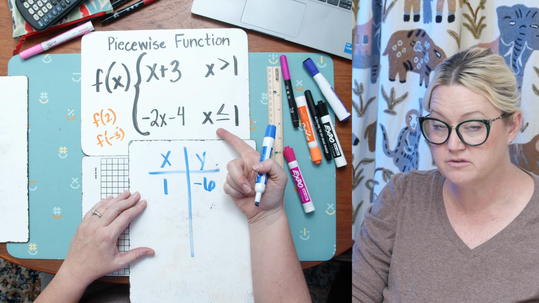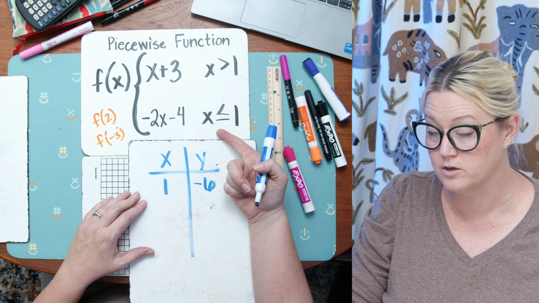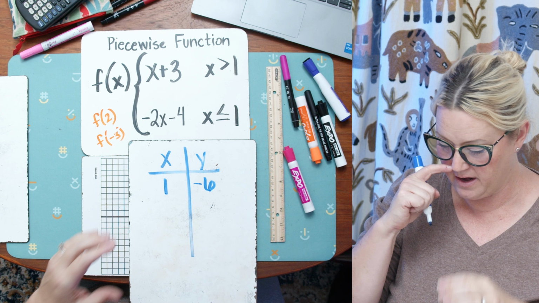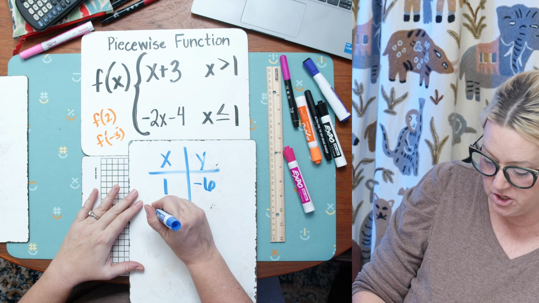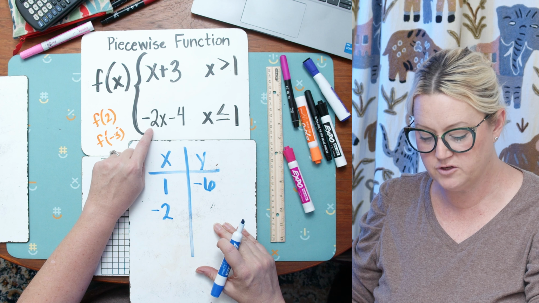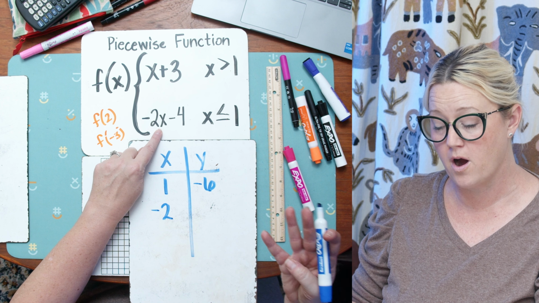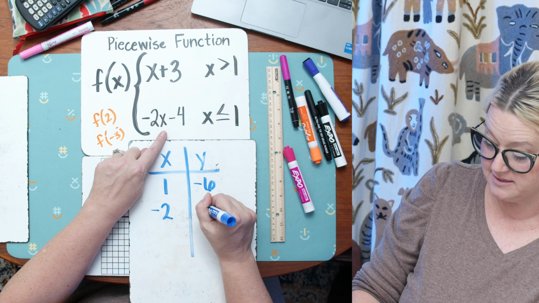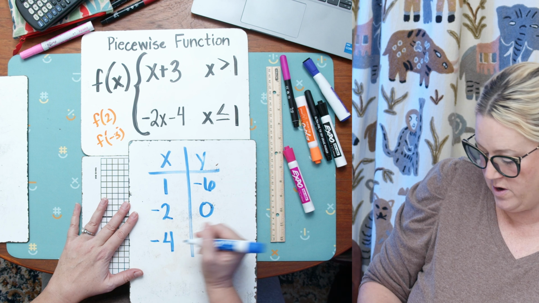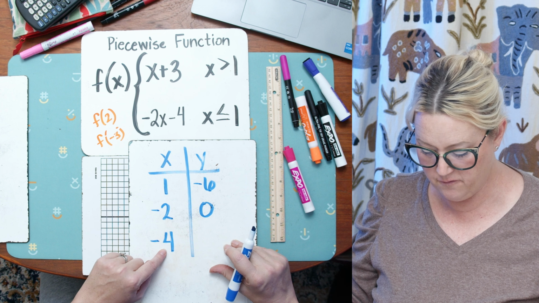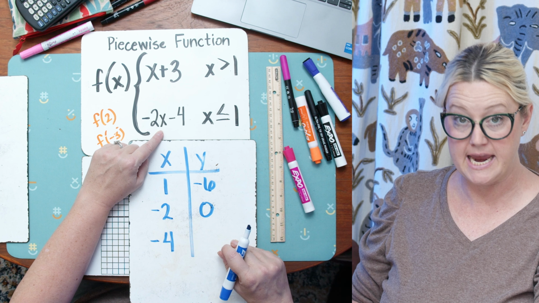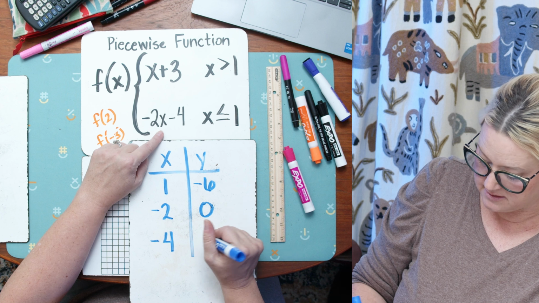Now I need to choose values that are less than or equal to 1, so I've got to start going to the left on the number line. Maybe I'll do -2. So when x is -2, I have -2 times -2, which is +4. +4 minus 4 is 0. And then I'll just do one more for good measure. I'll do -4. Why not? So -2 times -4 is +8. 8 minus 4 is 4.